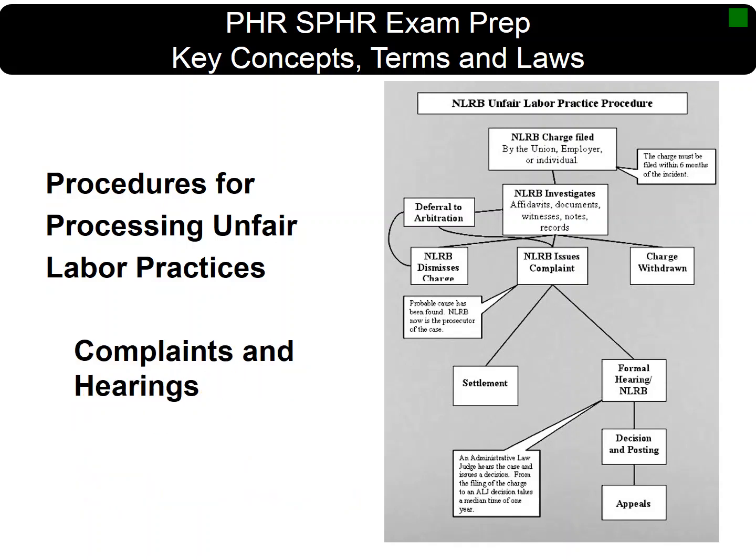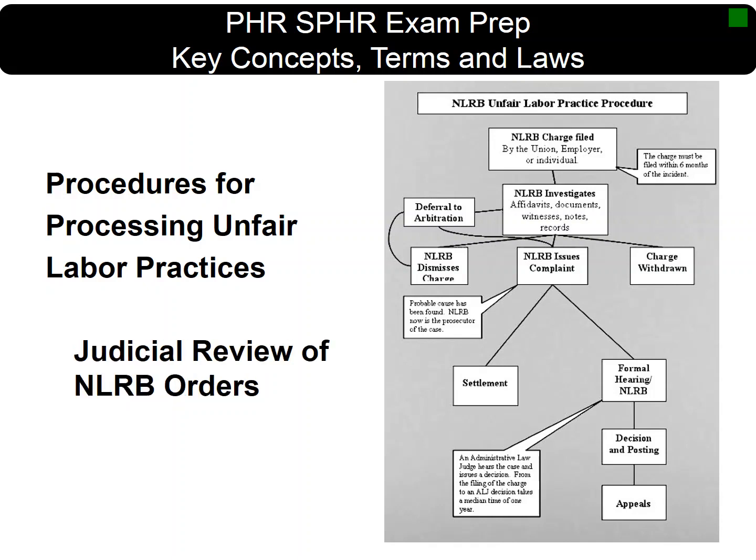Before complaints or a case goes before the full board, a formal hearing is held. An administrative law judge conducts the hearing according to the rules of evidence and procedures of the United States District Courts and then issues a decision. Any party that disagrees with the judge's decision may appeal to the 5-member board of the NLRB.